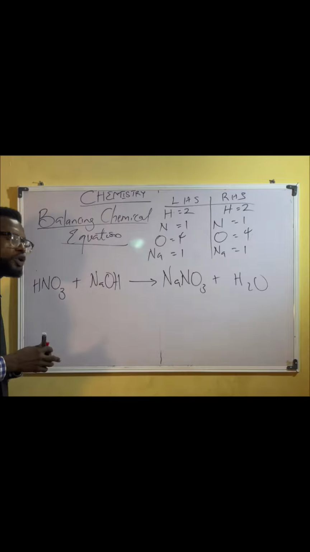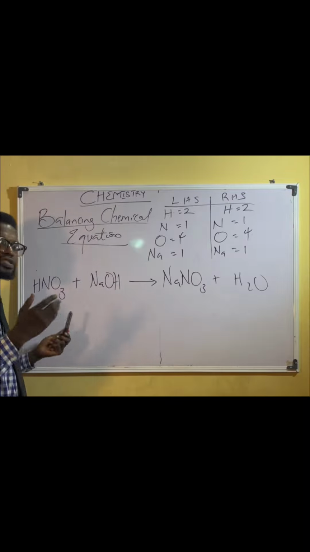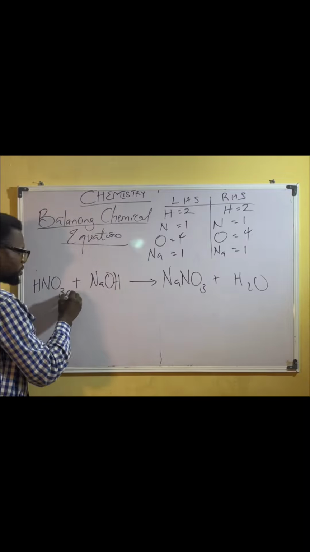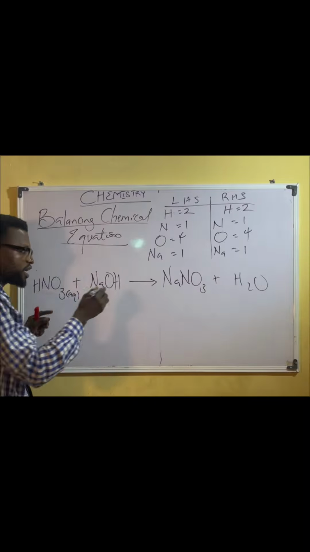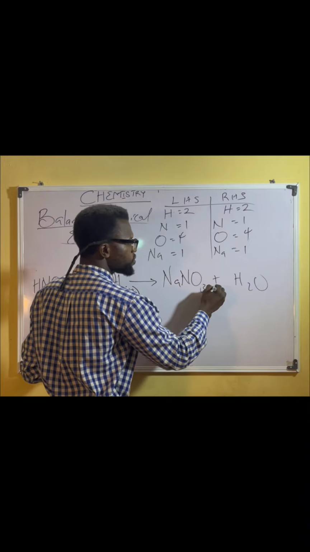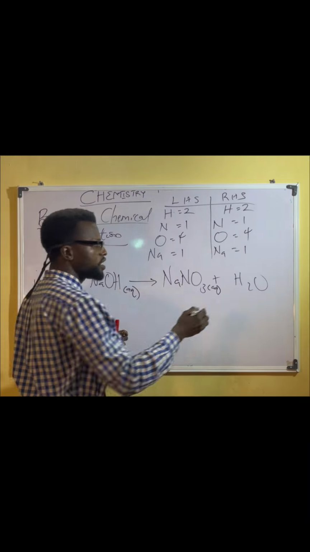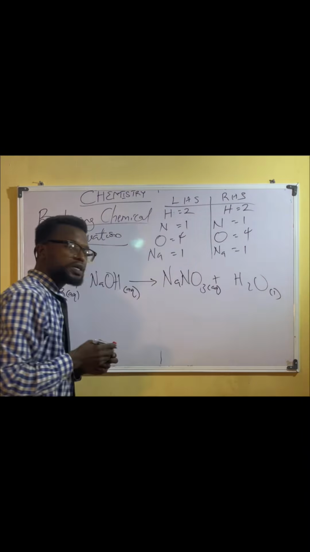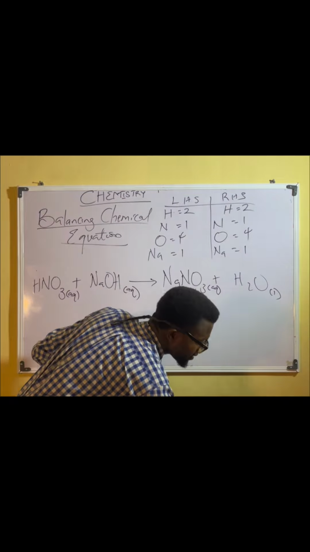And finally, what do you have to do? You now add your state of matter. How do you add your state of matter? Of course, you know this is an acid. You put aqueous. This is also an alkaline. You put aqueous. This is also a salt, a soluble salt. You put aqueous. And this is what? Liquid. You put that. That balances the equation.